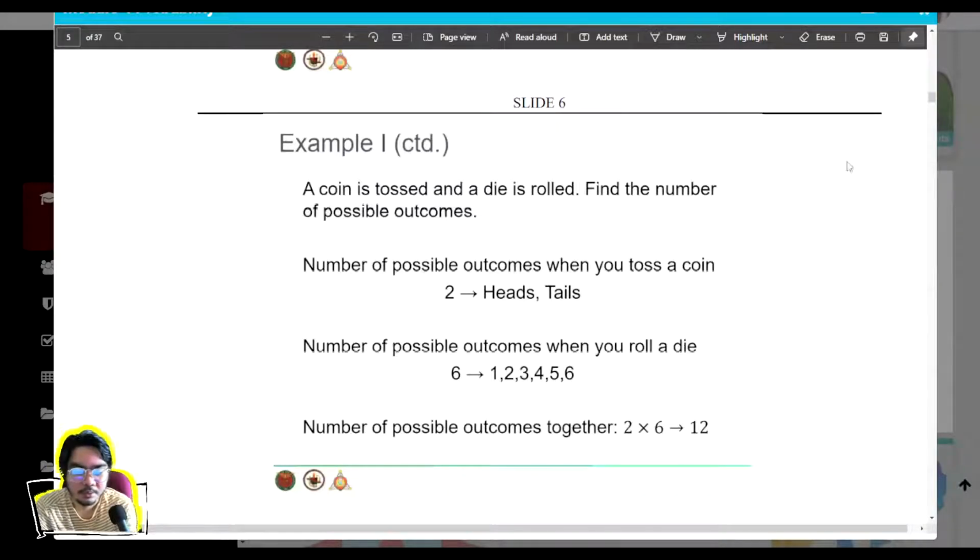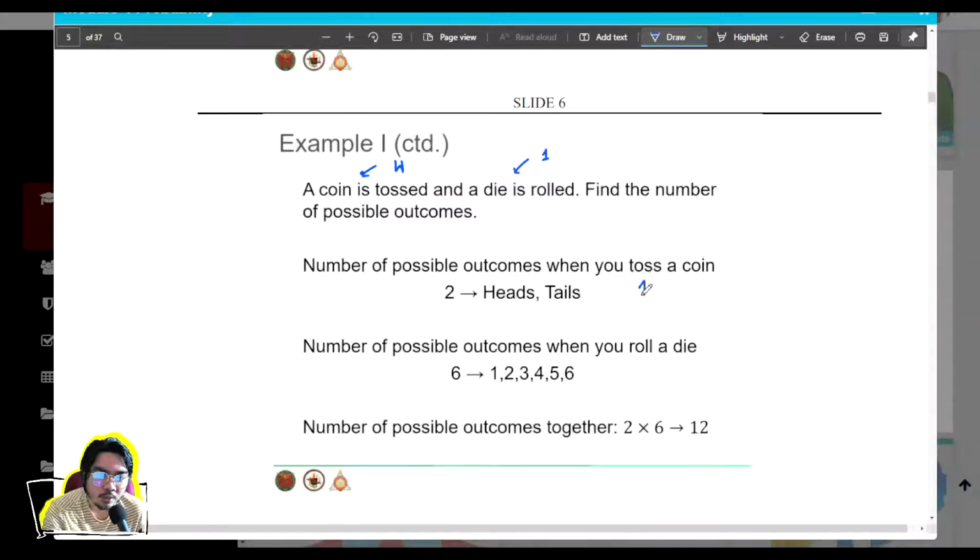So, pagka ganun, let's change the problem. So anong probability pag itong toss natin is ang lumabas dito is head, tapos ang lumabas dito is the face 1. No? Yun yung results.